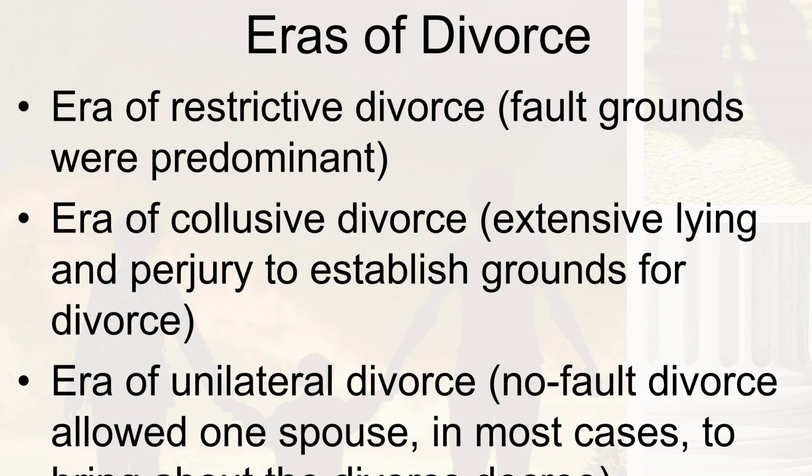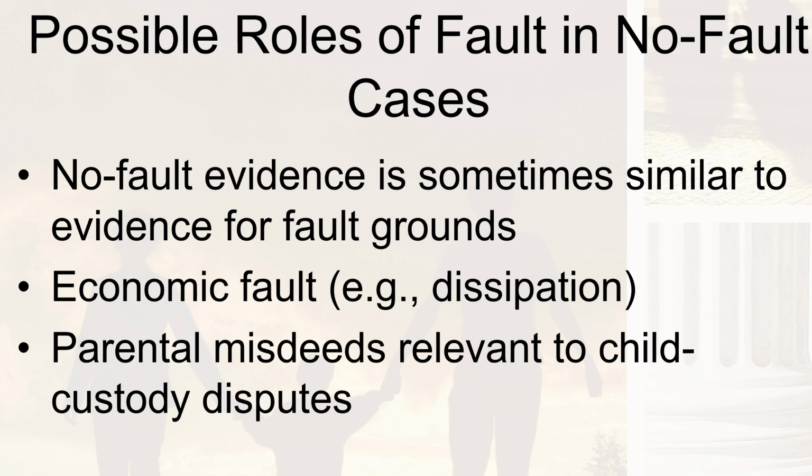We're now in the era of unilateral divorce, meaning one party can initiate the divorce on no fault grounds, allowed by one spouse, again, to bring about the divorce decree. So we've moved away from restrictive divorce and, kind of as a solution to all the lying during the era of collusive divorce, have established now what is known as a no-fault divorce era, where either party can initiate the divorce, in many cases not having to prove any fault whatsoever.